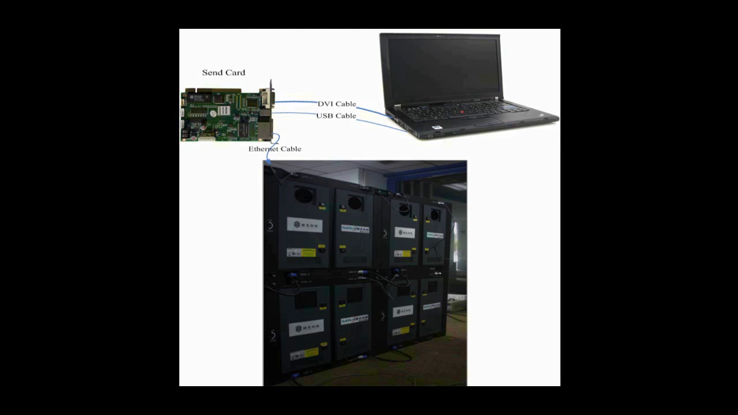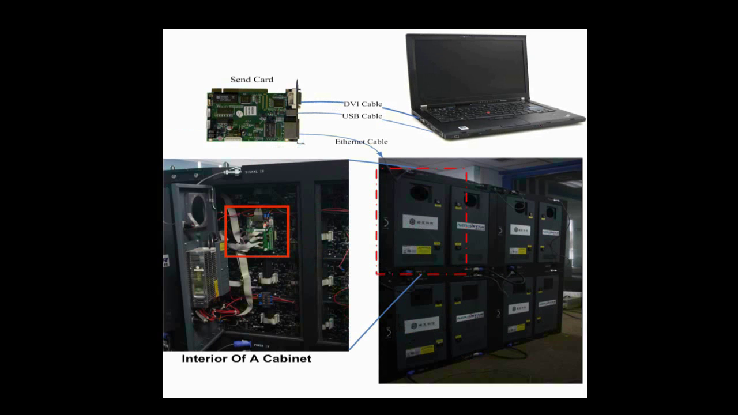In this video, we are going to illustrate how to configure a LED display with 4 cabinets and make it work. In every cabinet, there is a receiver card. This is the receiver card in a cabinet. It is connected with the module through flat cables. Also seen from this picture is that there is a 4x4 module array in this cabinet.